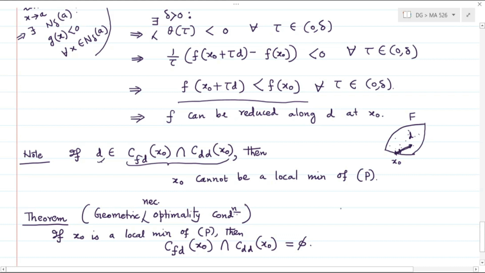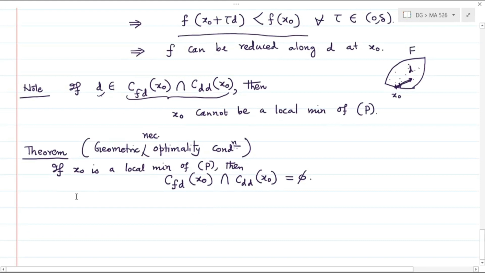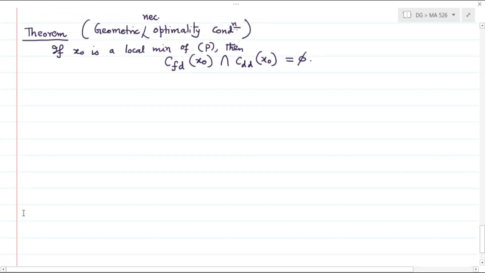Fine. And here, as we are describing the optimality condition without the algebraic expression of the CFD and CDD, that's why it is usually referred to as the geometric optimality condition. Here I have named the theorem as necessary optimality condition. Obviously it is necessarily true, but in order to ensure that it is really necessary, not sufficient, I must give an example, right? Now let me consider an example which will show that the condition is indeed necessary and not a sufficient condition. So I make a remark here.